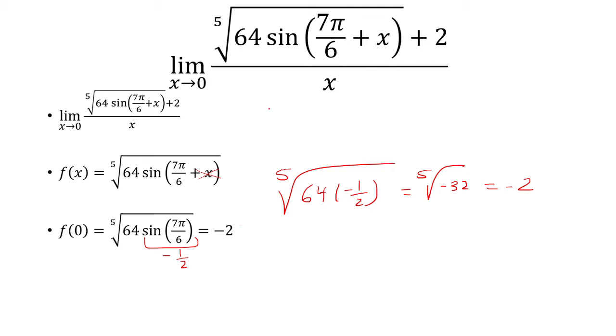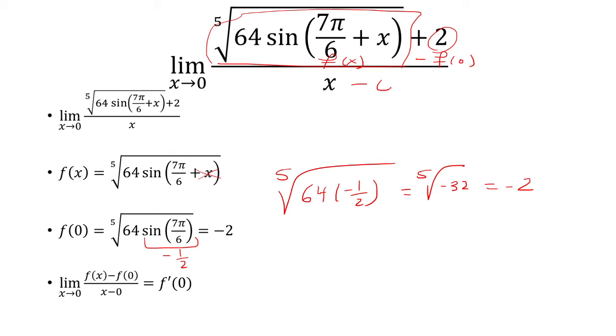So now I can rewrite this limit in the form of f of x minus f of 0 over x minus 0. So this right here is f of x, and this is minus f of 0, and this is just x minus 0. So all it comes down to is finding the derivative of f at x equals 0.